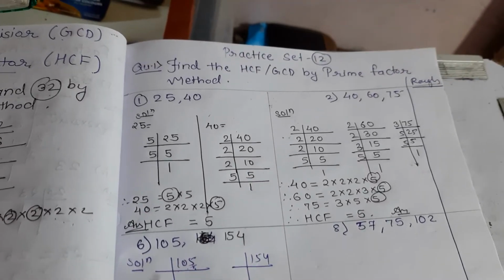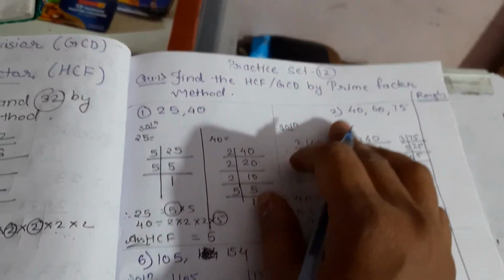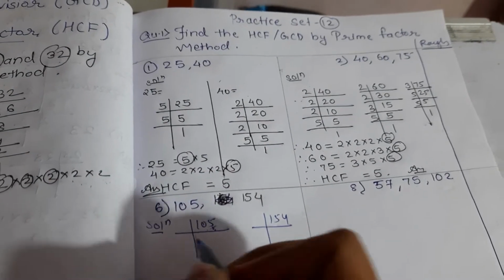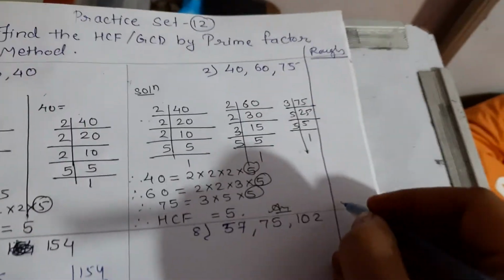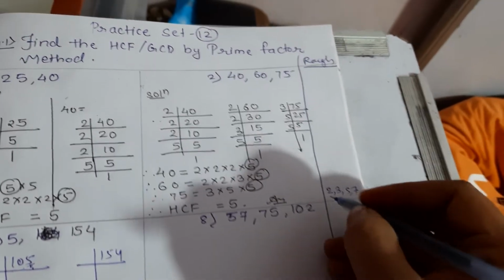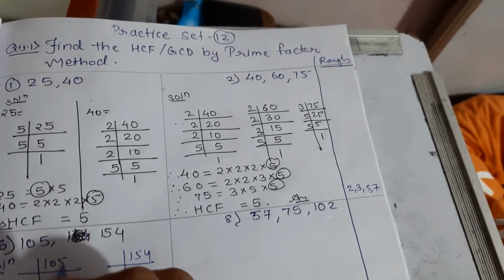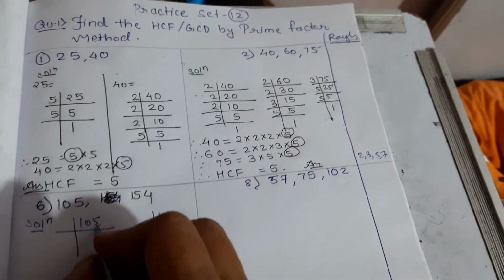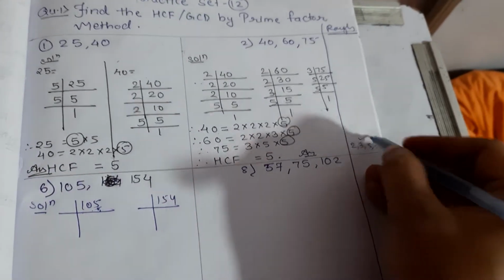Students, let us see the next problem of practice set 12. That is question number 6 I am going to take now. We know what a prime number is: 2, 3, 5, 7, right? See here, the last digit is 2, so it will not go in the table of 2. So we will see the table of 3.